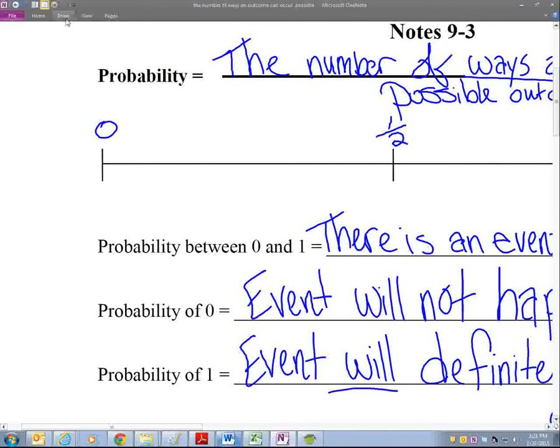As far as this graph goes, if there's a 0 probability of something happening, an event is going to happen, it's impossible.